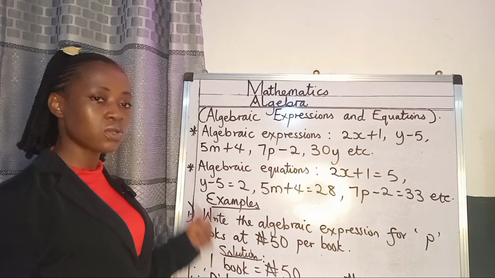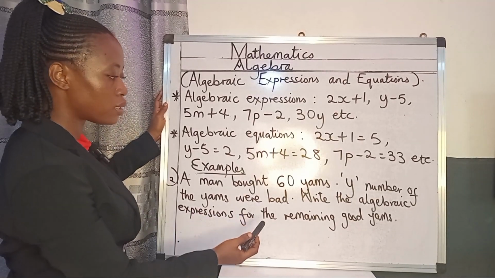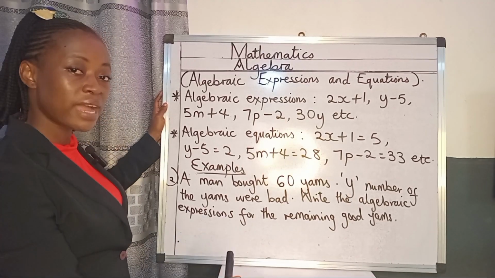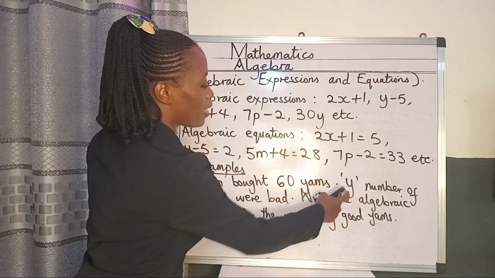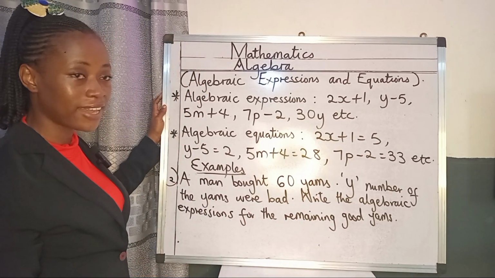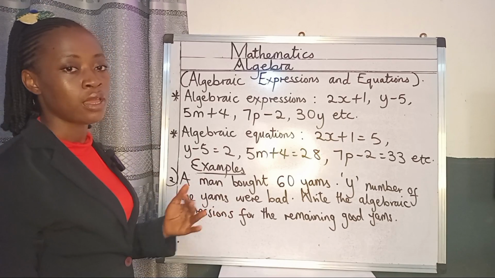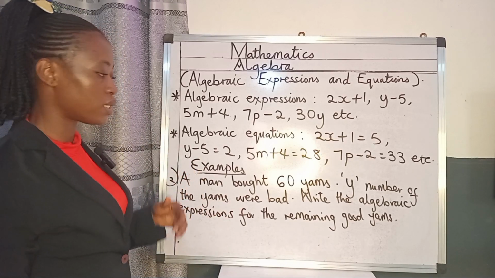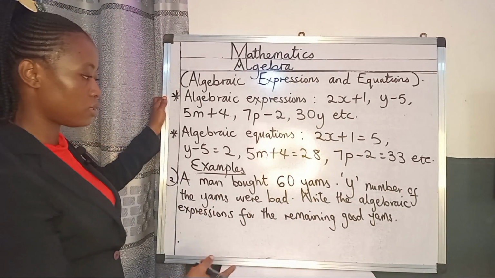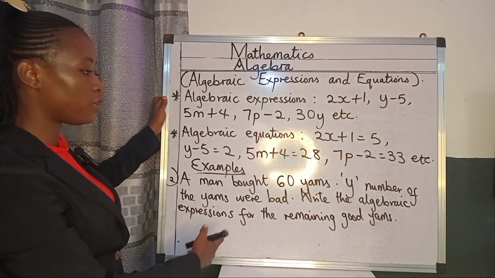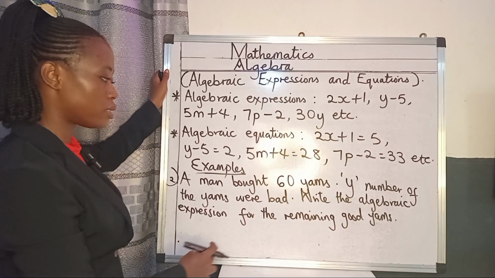All right. Now, let's look at another example. The question says a man bought 60 yams. After buying the 60 yams, y number of the yams were bad. Remember, this y is representing a number, an unknown value. We don't know the value, and we can't know it in this expression except we equate it, we have an equation. Do you understand? Now, write the algebraic expression for the remaining good yams.